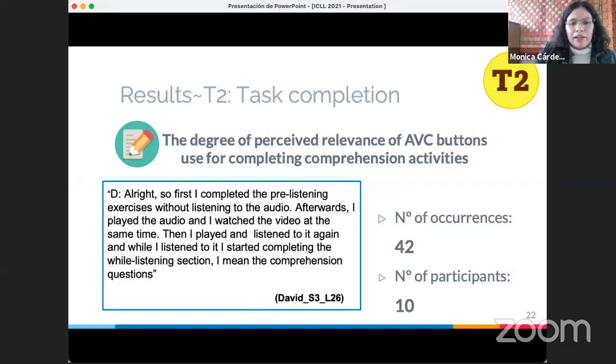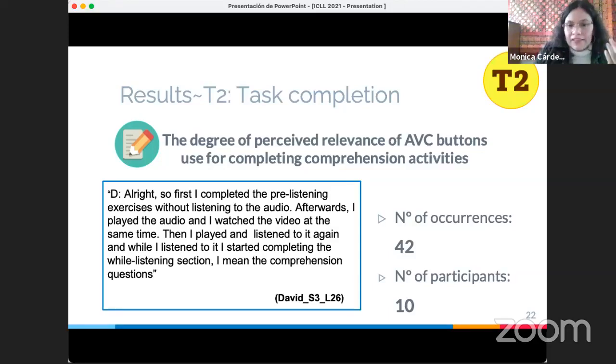For task completion, which is a cluster of theme 2, we selected a quote by David, who after interacting for 3 sessions, described how the use of ABC buttons allowed him to select the option that best answered the question, and that's how he achieved task completion. Notice that this cluster was the most recurrently mentioned by the participants in this study. And I would like you to hold this piece of information till the end.